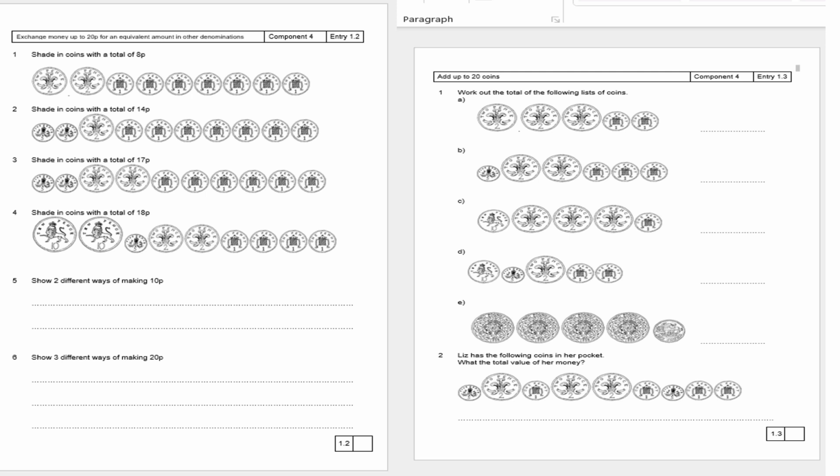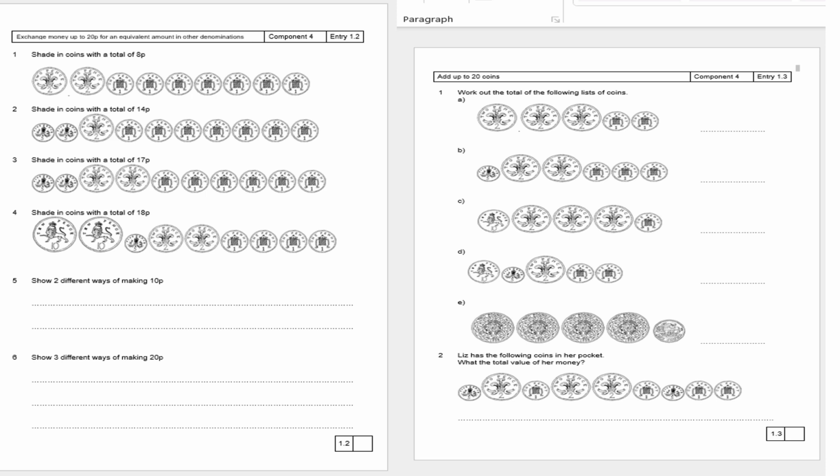Okay guys, welcome to this video where we're looking at component 4, so money for entry 1.2, 1.3 and 2.1. This is all to do with money, and essentially understanding money and the value of money. It's for AQA entry level maths, the AQA entry level certificate for maths.